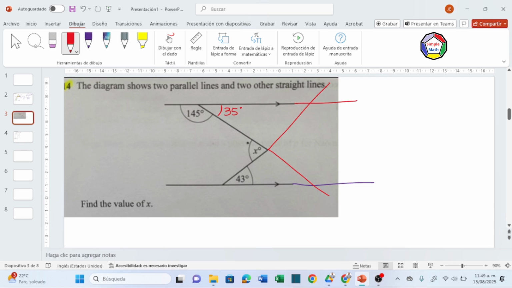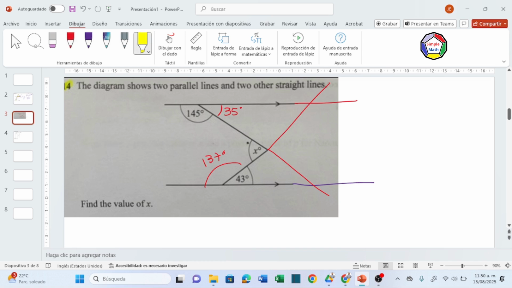Okay, so this is 43, right? So that means this is the complement of 43. The complement of 43 is how much is missing to the angle 43 to get 180 degrees. How much is missing to the angle 43 to complete 180 degrees? Well, 137 degrees. So this angle is 137 degrees. Okay, I expect you are with me.